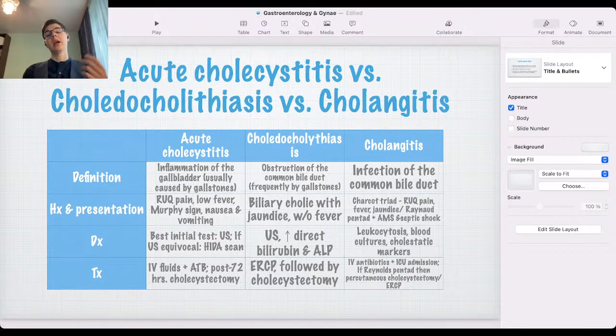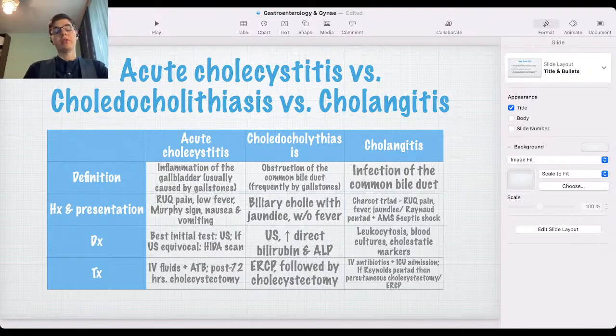increase in alkaline phosphatase. The important aspect of cholangitis on the lab work is the fact that it is an infection. Therefore, it will lead to leukocytosis and we will have positive blood cultures. We will also find an increase in direct bilirubin and alkaline phosphatase as cholestatic markers.